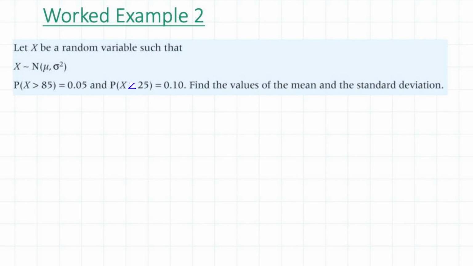Now, what if two things are missing? What if the mean and standard deviation are missing? You need two pieces of information to create two simultaneous equations and then solve them however you need to. So again, I would encourage you to pause and try this on your own.